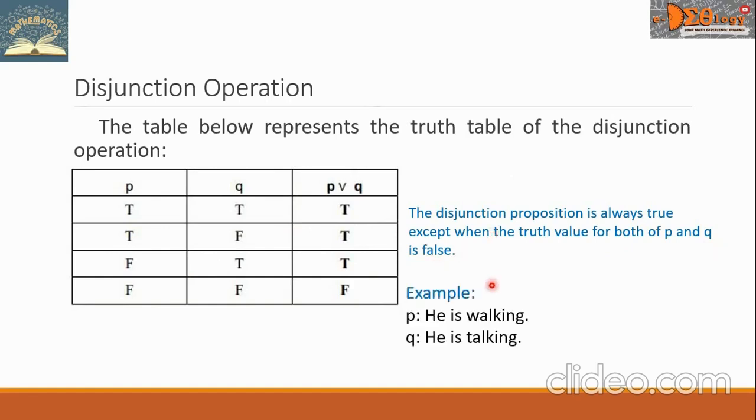Let's have one example. Proposition P: he is walking. Proposition Q: he is talking. When we put together the two propositions, P or Q, we write: he is walking or he is talking.